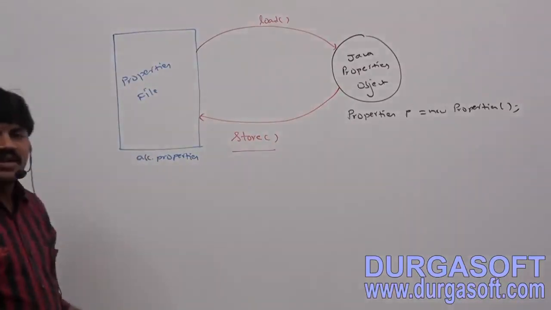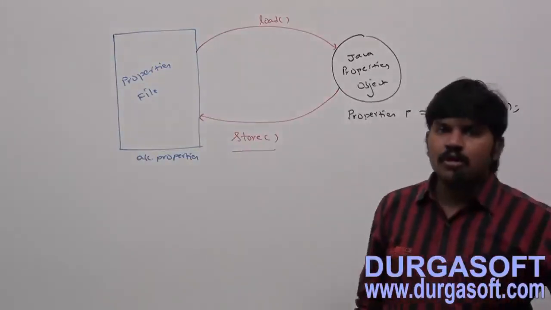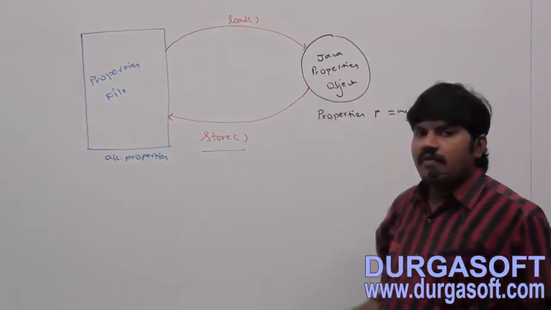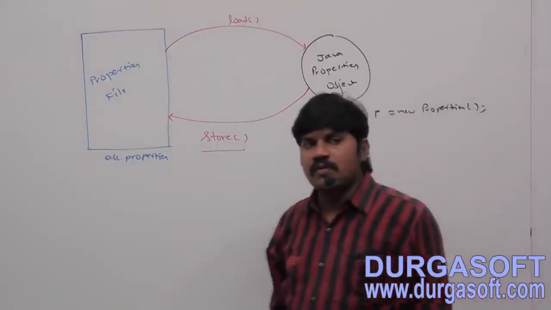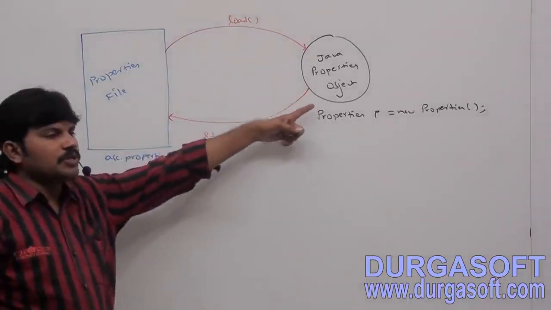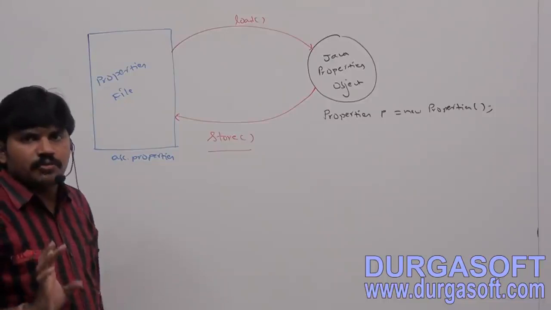Total two methods. Can you tell what is the purpose of the load method? The load method loads properties coming from the properties file into the Java properties object. What is the purpose of the store method? To store properties from the properties object into the properties file. Only two methods. You should be aware of these two methods.